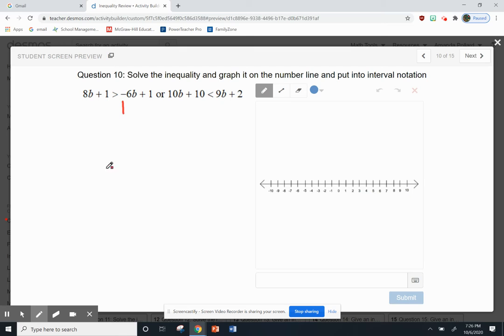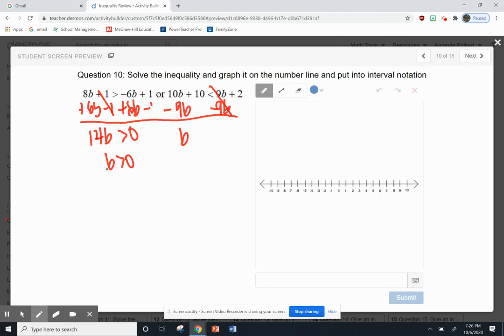Add 6 to both sides, 6b. 14b. And I'll subtract 1. And we get 0. On this side, I'll subtract 9b, so I don't have a negative. So I get b. And then I'll subtract 10, because I have to get rid of it. So I get b is less than negative 8.